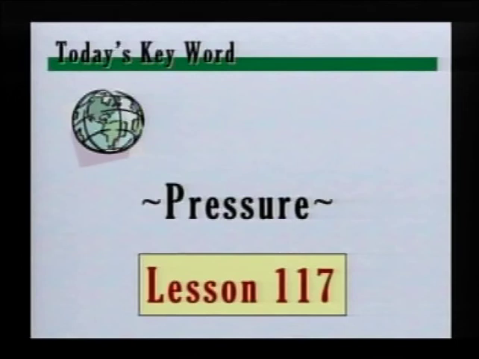Okay, to the pilot teachers, our keyword for lesson 117 is pressure.